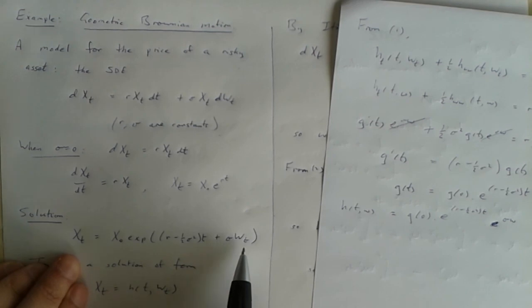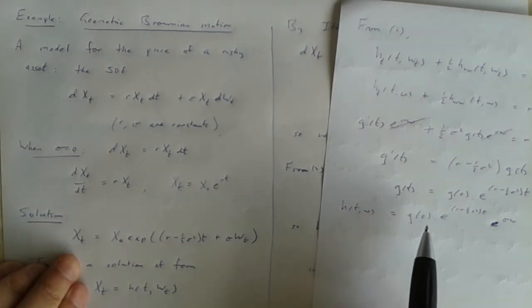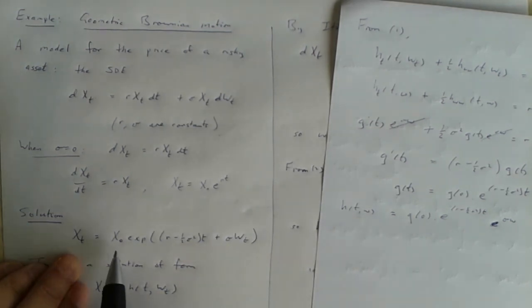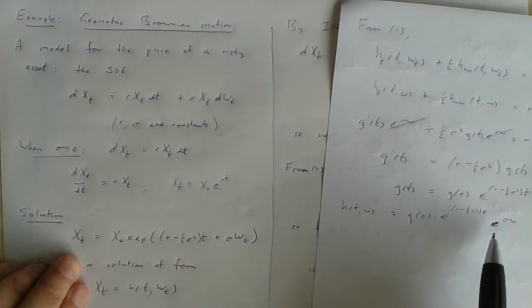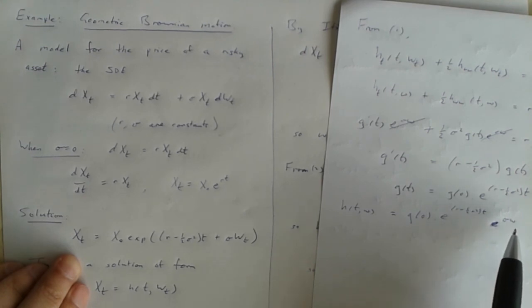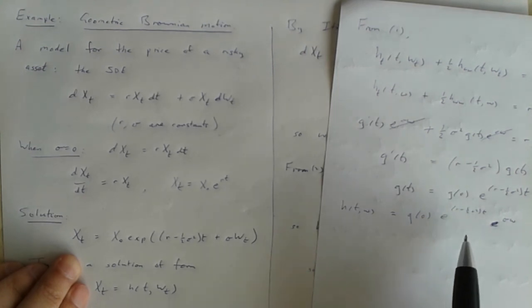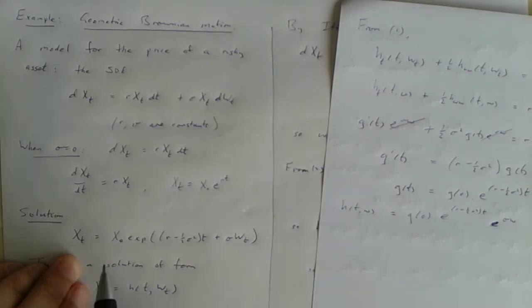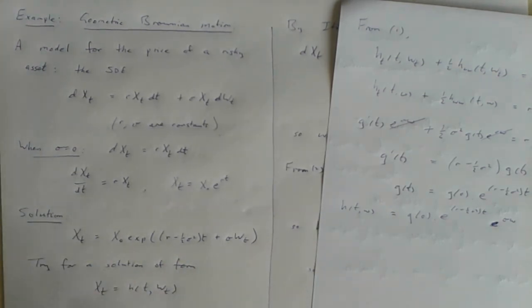You've got this exponential thing. The g of 0 here is also the initial value of h, of the whole thing, because the rest of this is e to the power of stuff, so when t is 0 and w is 0, remember the Brownian motion starts at 0, that will all be e to the 0, which is 1. So this is our solution. And that's the geometric Brownian motion. It's a very important process. We'll be using it a lot.